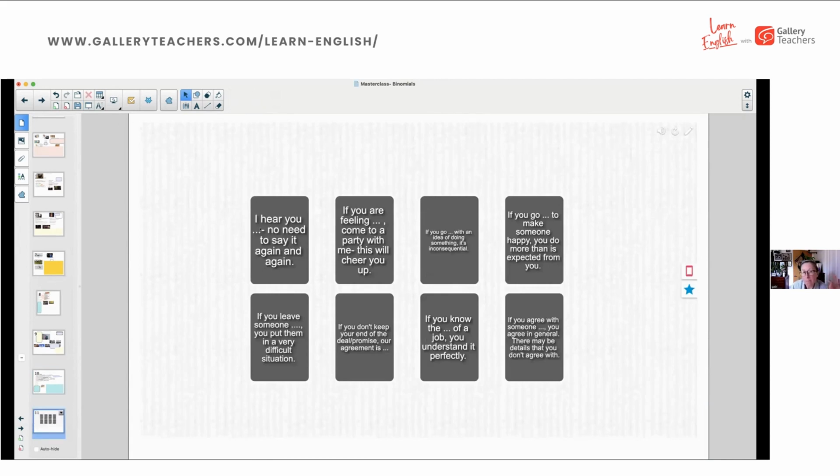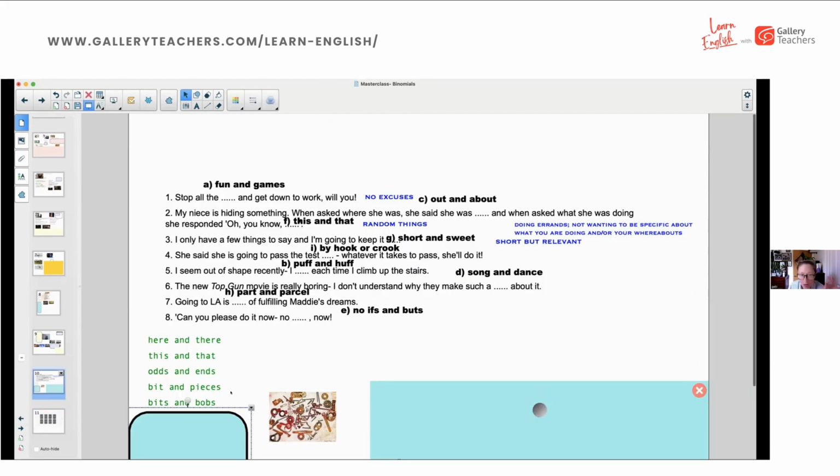I hear you. No need to say it again and again. Said is saying he doesn't understand. Said, you mean the idea of this and that, here and there, bits and pieces, bits and bobs? It means little things. Like if you look at this picture, Said, what do you see here? Can you define these objects? No, because it's a little bit of this, a little bit of that. It's all together, just bits and bobs, like random things.